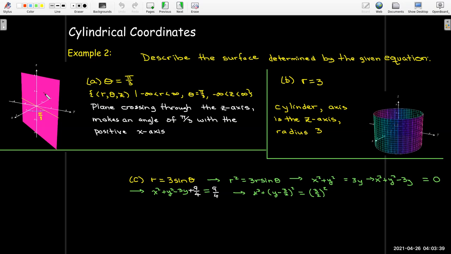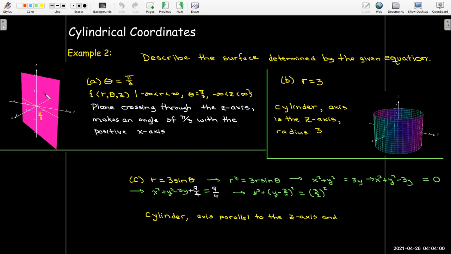So this is going to be another cylinder, but the center of the cylinder is not going to be at the origin, or the axis of the cylinder is not going to be the z-axis. It's going to be offset. It's going to pass through where y equals 3 halves. So this is a cylinder.